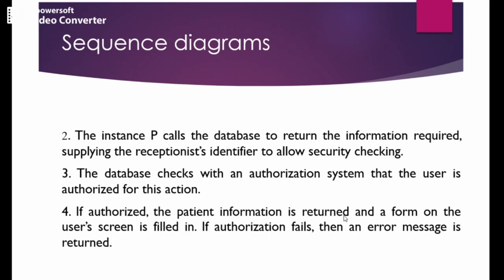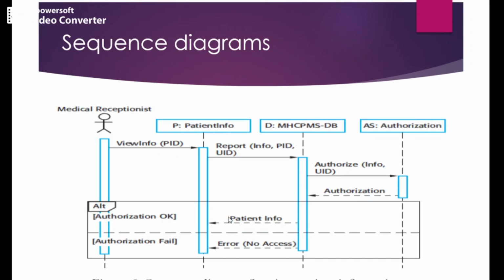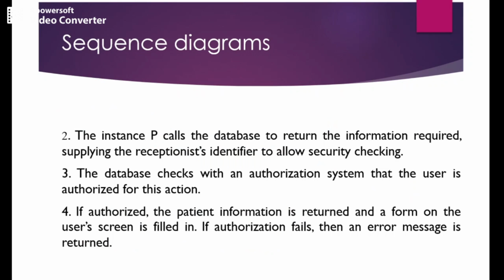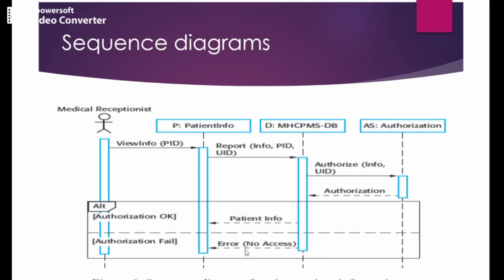If authorized, the patient information is returned and a form on the user screen is filled in. So if yes, meaning authorization is okay, the patient information is returned. If authorization fails, then there will be an error, so you cannot access that patient's information. If authorization fails, then an error message is written. Can you see your error message? No access. So that is more important.